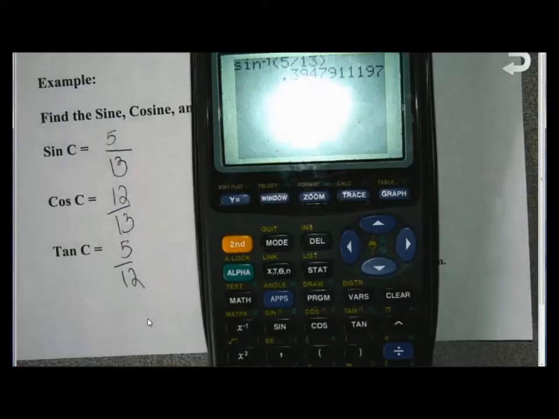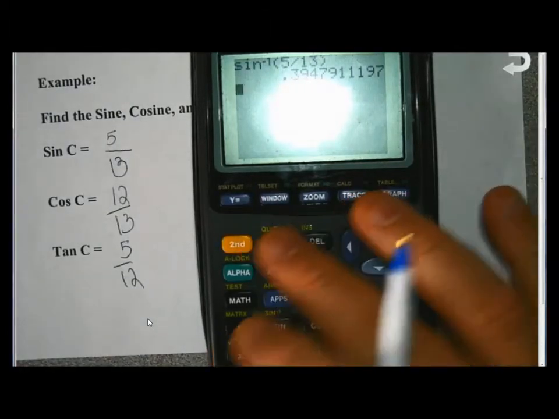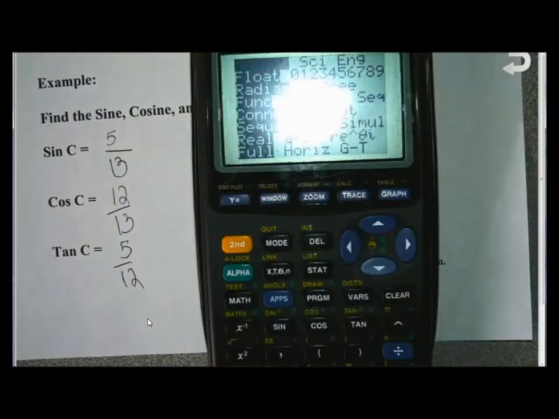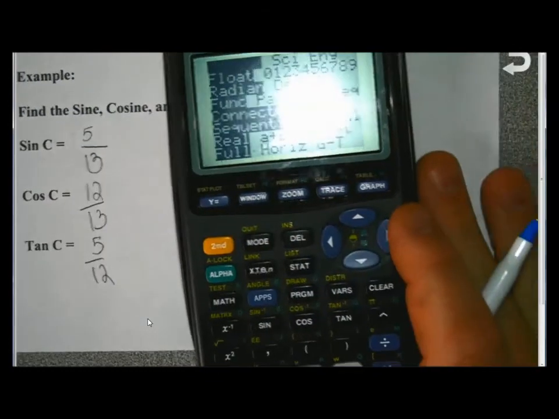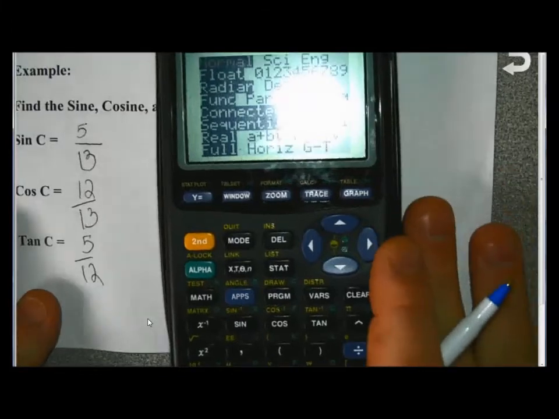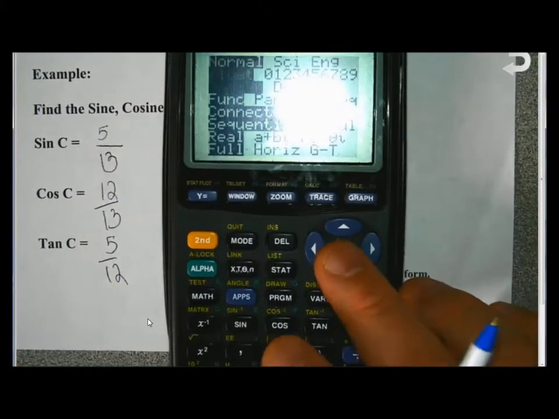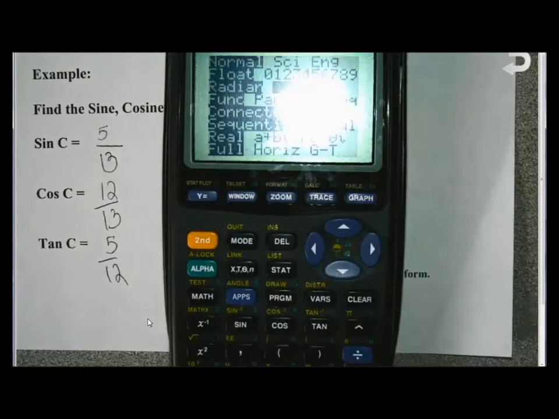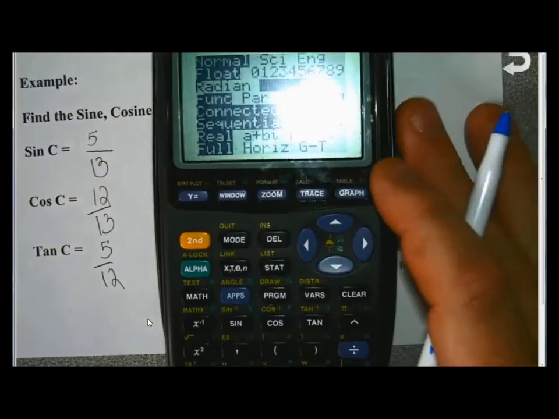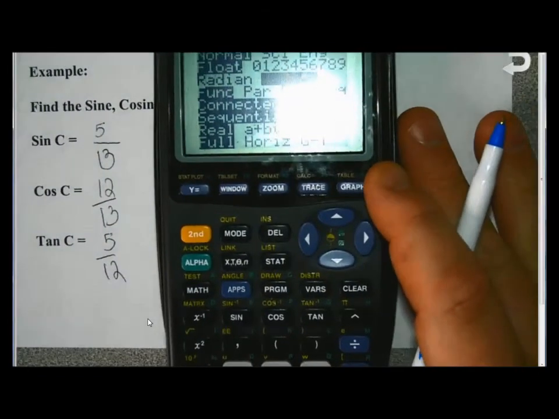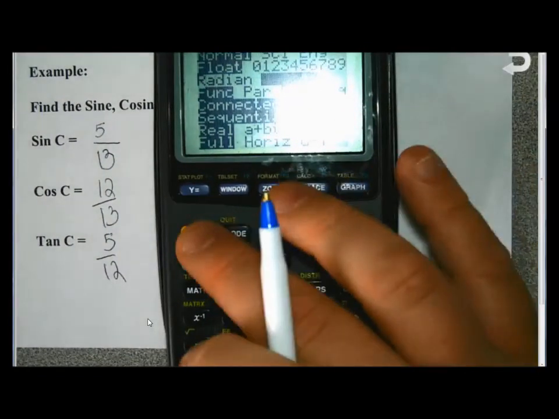Forgot to do one thing. I'm glad I brought this up. Everybody go to mode. Do you see how your calculator is in radians? Guess what we have to be in? Degrees. Because we're finding an angle. When you reset your calculator, it'll go back to radians. So make sure that we switch it to degrees from now on.